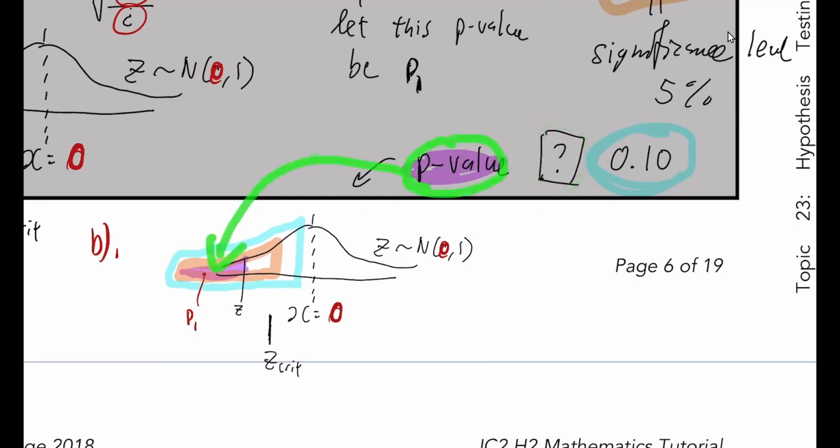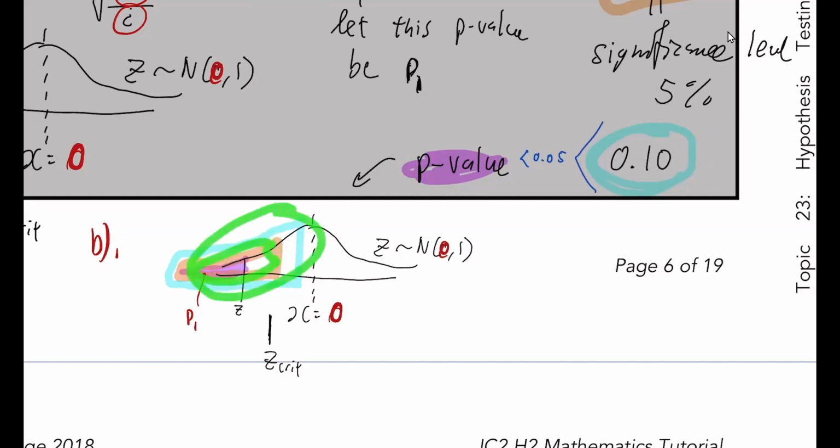P-value is the purple area. 0.10 is the light blue area. What's the direction? Less than 0.10. Exactly, because at the beginning, it was already less than 0.05. And of course, 0.05 is less than 0.10. Purple is less than orange, and obviously, orange is less than blue. So therefore, purple is less than blue. Does it make sense?